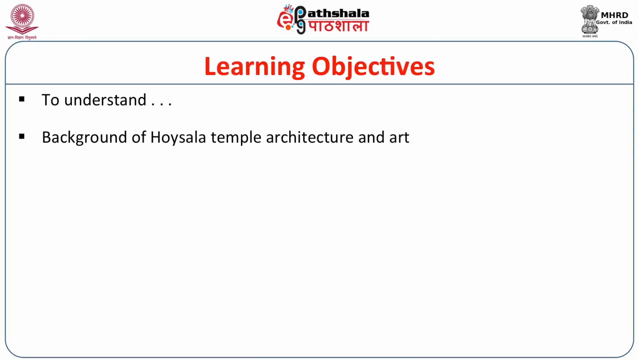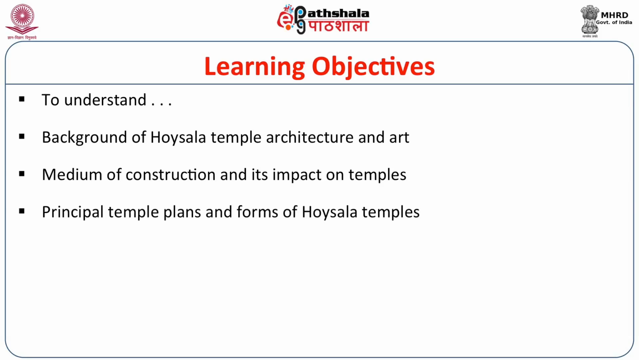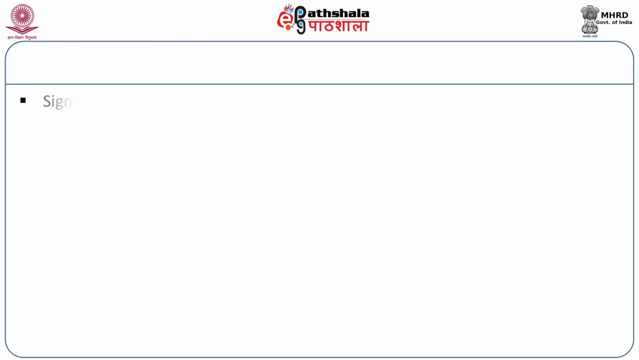In this module, we will have the following objectives. First is to look at the background of the Hoysala temple architecture and art. Second is consideration of medium of construction and its impact on temples. Third one is principal temple forms and plans of the Hoysala temples. Fourth one is the sculptural art associated with Hoysala temples. Let us begin with the background of Hoysala architecture and art.